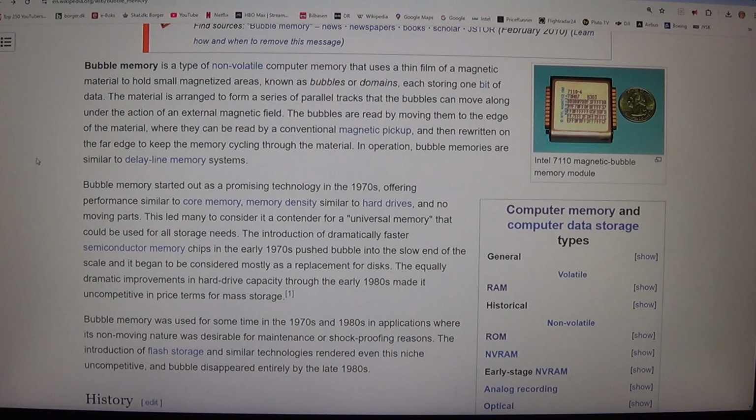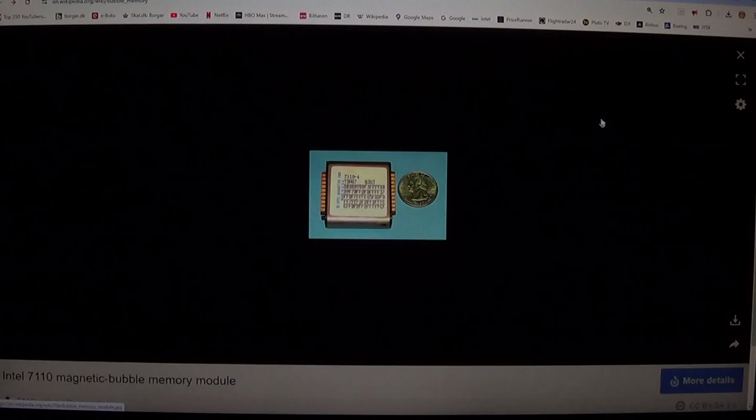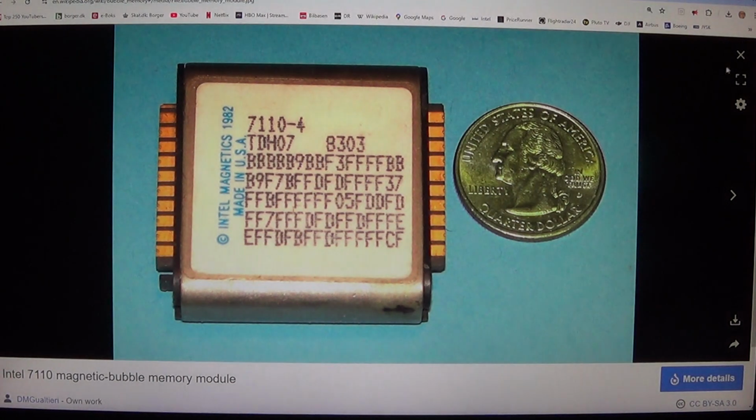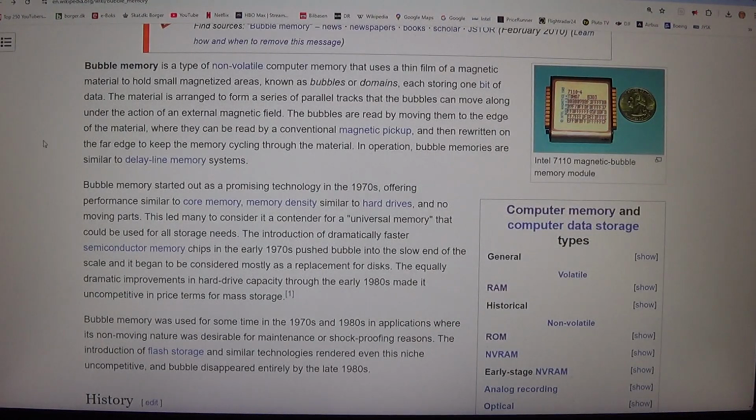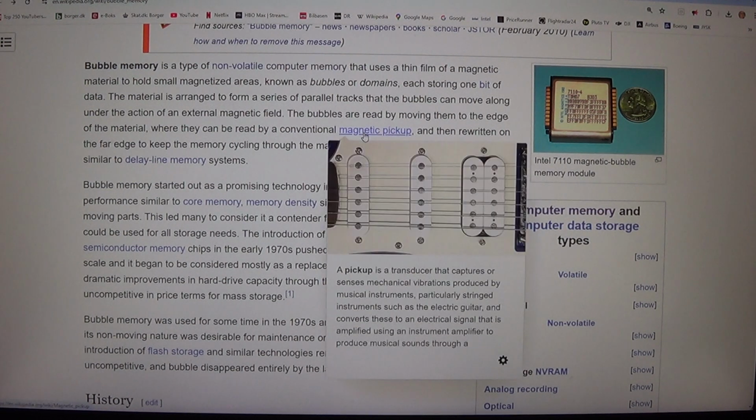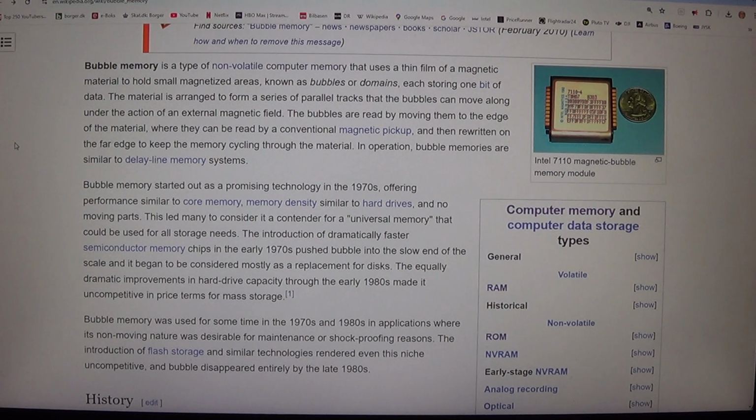Bubble memory is a type of non-volatile computer memory that uses a thin film of a magnetic material to hold small magnetized areas, known as bubbles or domains, each storing one bit of data. The material is arranged to form a series of parallel tracks that the bubbles can move along under the action of an external magnetic field. The bubbles are read by moving them to the edge of the material, where they can be read by a conventional magnetic pickup, and then rewritten on the far edge to keep the memory cycling through the material.